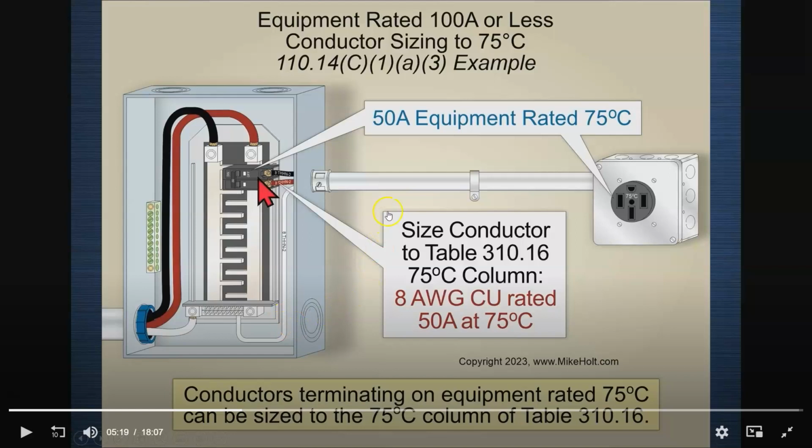And what we're talking about in the NEC code, we're talking about in 310.16. This, as you can see here, is rated at 75 degrees. The breaker itself is rated 75 degrees. And they're talking about using the 310.16 column to be able to say, hey, this is the size of the wire.